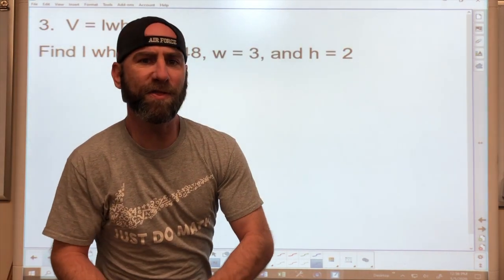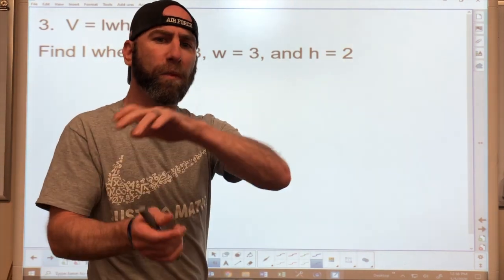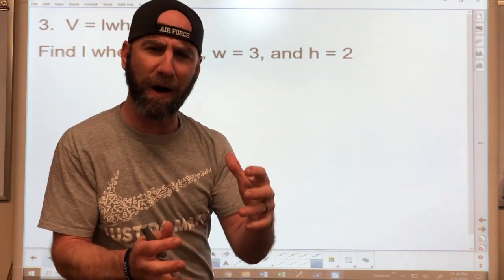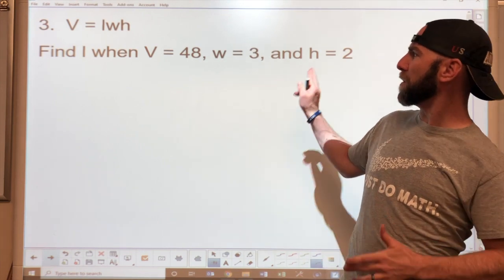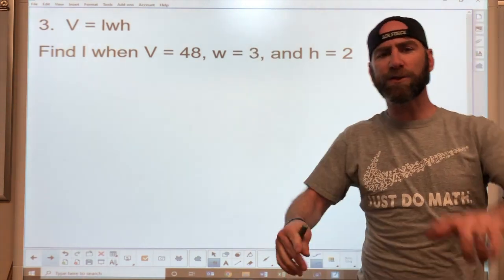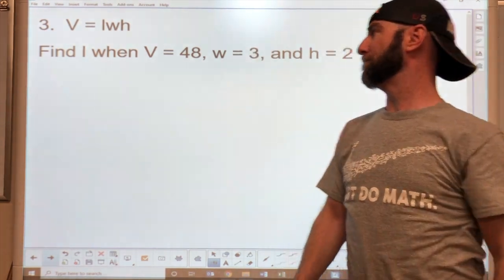Last example, this is the formula for the volume of a rectangular prism, like a box. I'm going to have you substitute the numbers in using parentheses before I do.